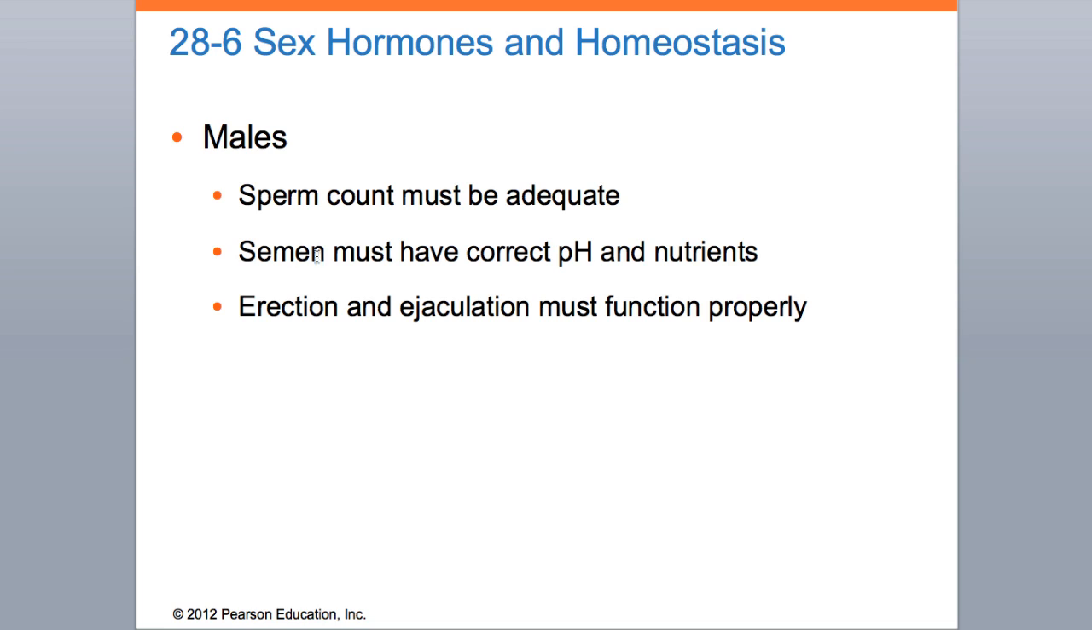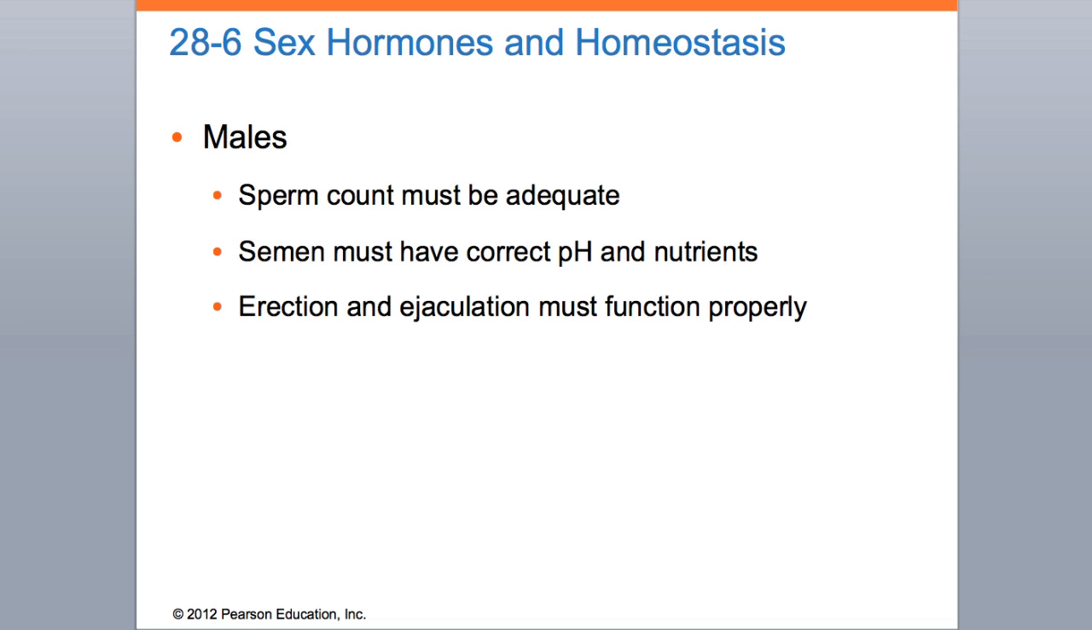Now, for males, sperm count must be adequate. Semen must have the correct pH and nutrients. Now let's backtrack for this line right here. If you have your prostate going bye-bye, which is what tends to happen when you age, what's going to happen to your semen? It's not going to have the right nutrients. So the semen quality will drop. Okay? Erection and ejaculation must be proper. That means your hormones must be right. Your nervous system must operate correctly.